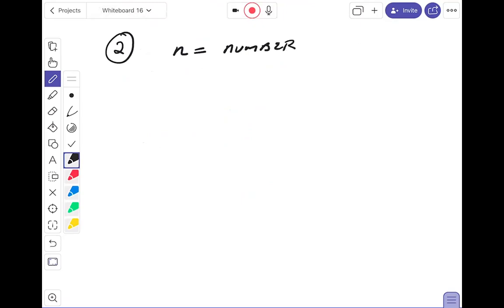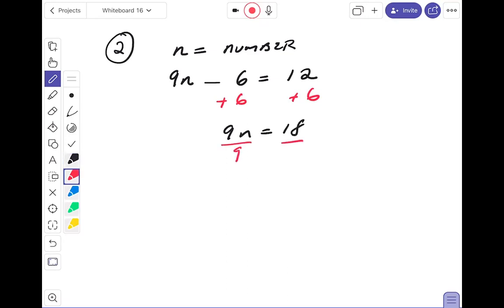I don't know what the number is, though. Let me read it to you, though. It says the difference between, well, between two things, right? The difference between 9 times a number and 6 is 12. Well, I think I can solve this equation now by adding 6 to both sides. You would get 9n equals 18. Then I would divide both sides by 9. And what do you get? N equals 2. So I believe the number is 2.